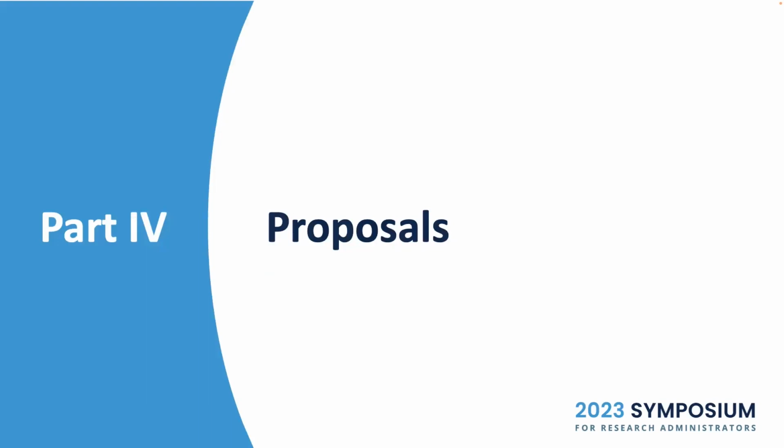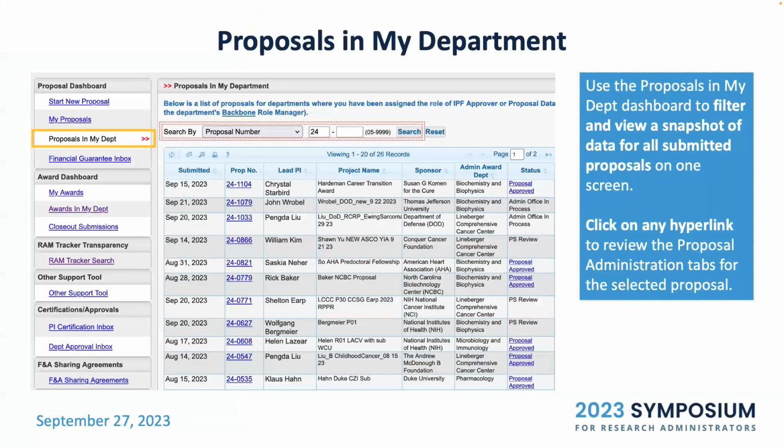I'm going to be reviewing how to locate your proposals and how to navigate within the proposal administration dashboards. To locate and view your proposals, first navigate to the proposals in my department on the left-hand panel. Once here, you can filter and view a snapshot of data for all submitted proposals on one screen. There are several different search by options, which include all proposals, proposal number, lead PI, sponsor, project name, and a few others. You're also able to sort this information by clicking on any one of the headers.